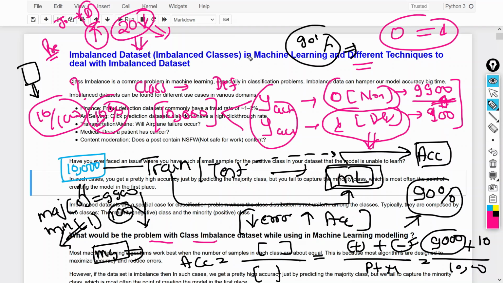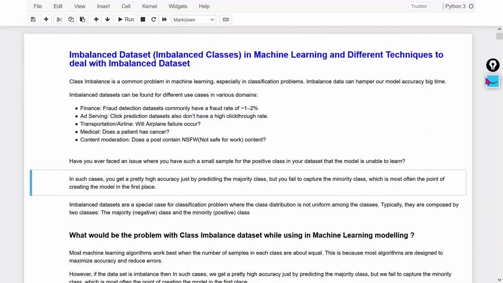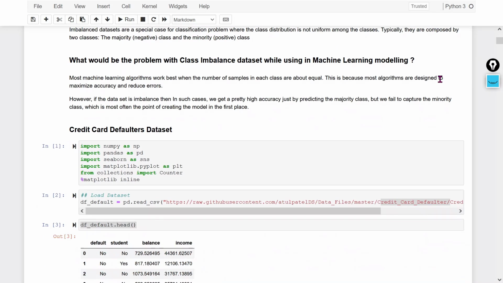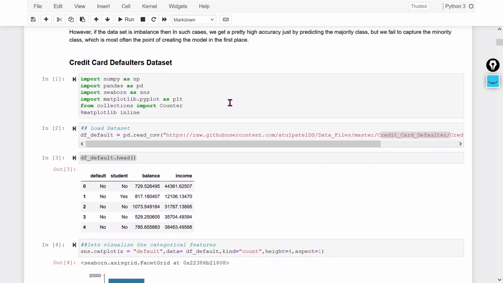That is the main intention behind handling imbalanced classes and why we have to make them balanced. There are different techniques which we use to handle the imbalanced data set, but before that we have to import the imbalanced data set. For that I am going to use the credit card defaulter data set. This is the data set.